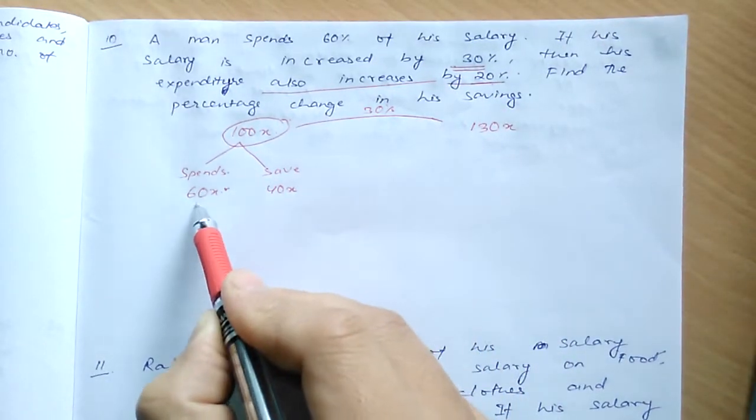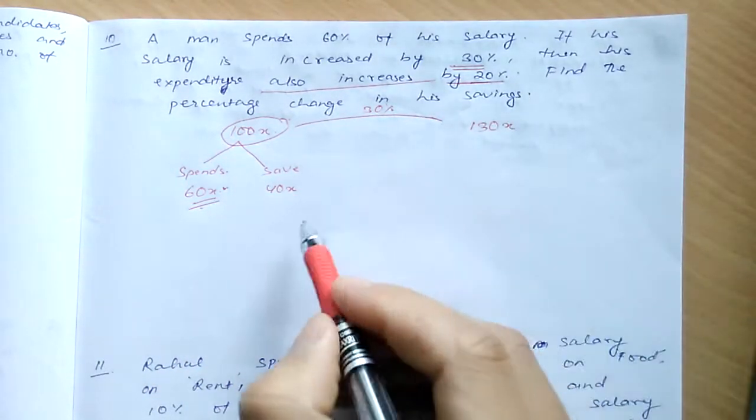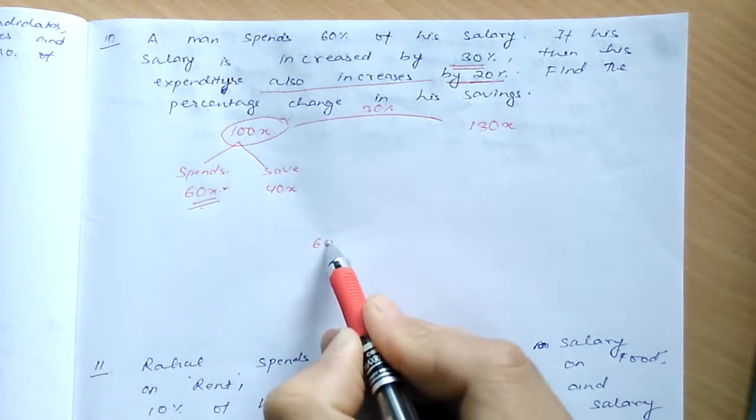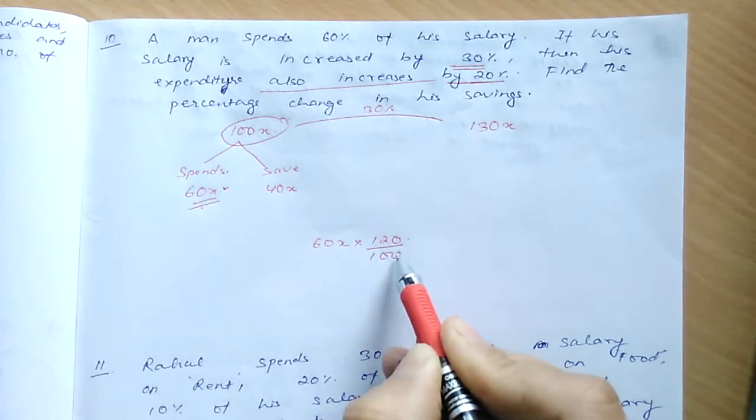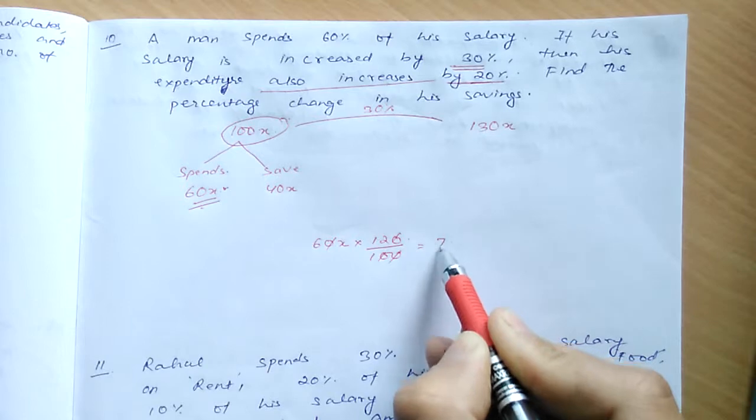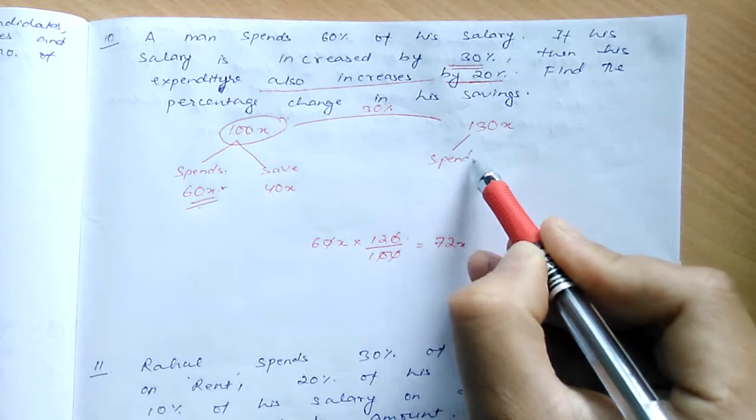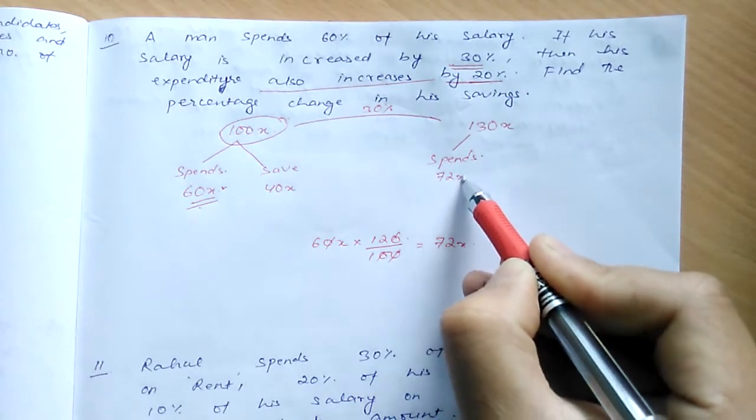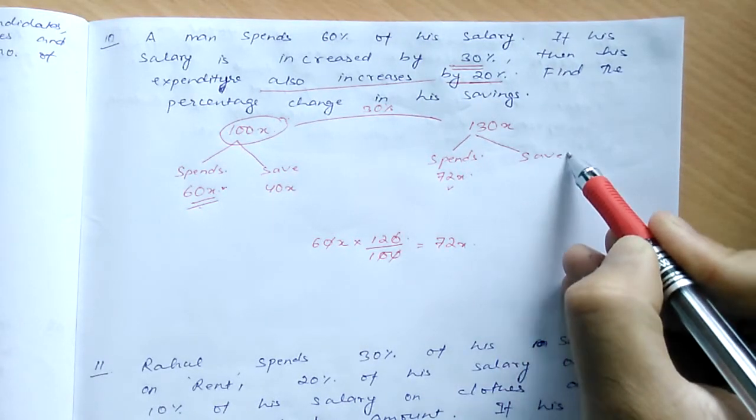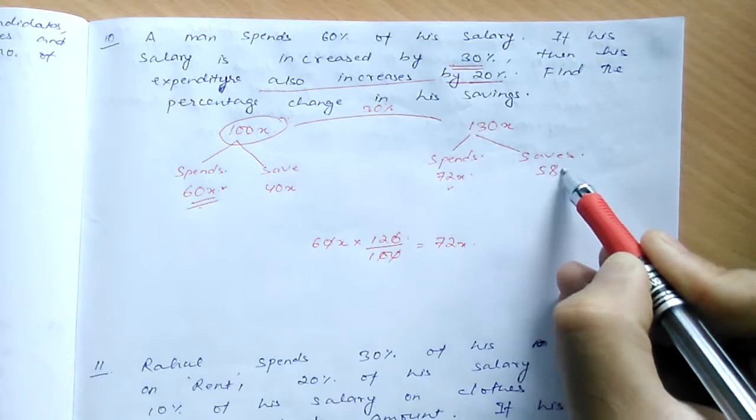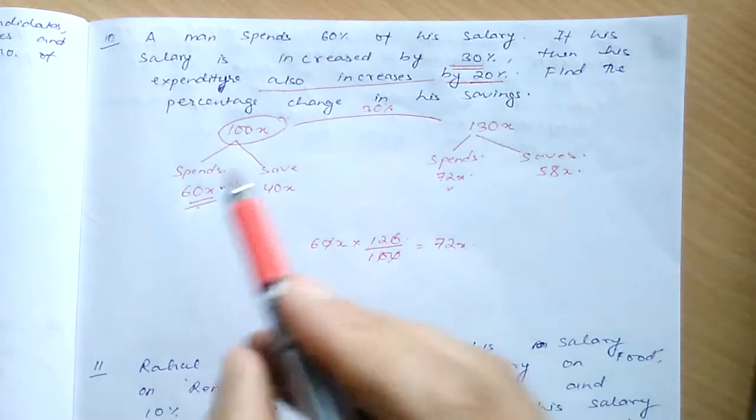And then his expenditure also increases by 20%. Previously his expenditure was 60x. Now his expenditure is increased by 20%. So we will multiply 60x by 120 by 100. That will give us 72x. So now he spends 72x and he saves the rest of the amount, that is he saves 58x.